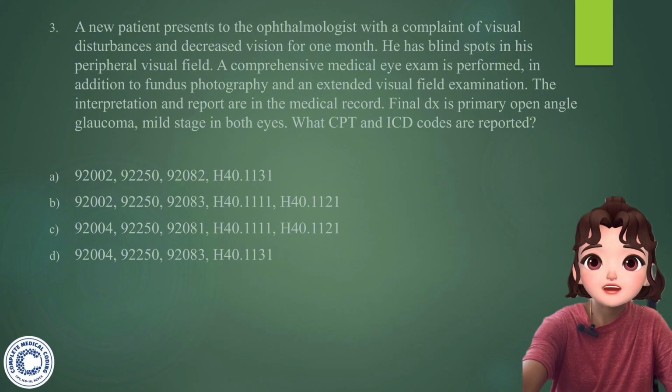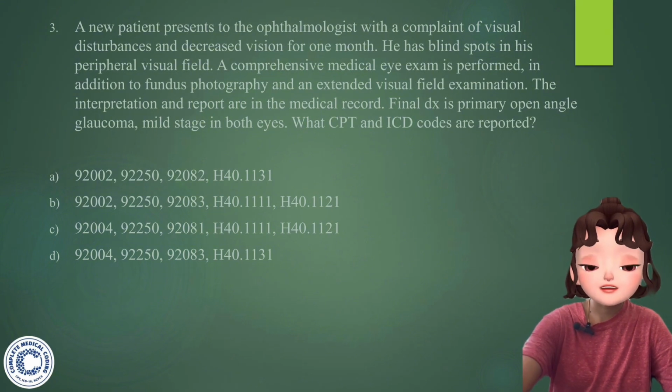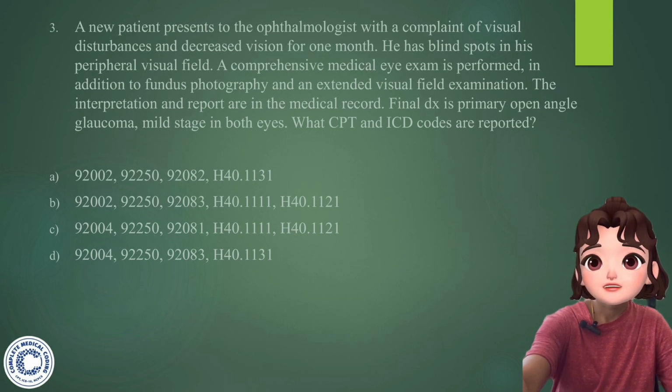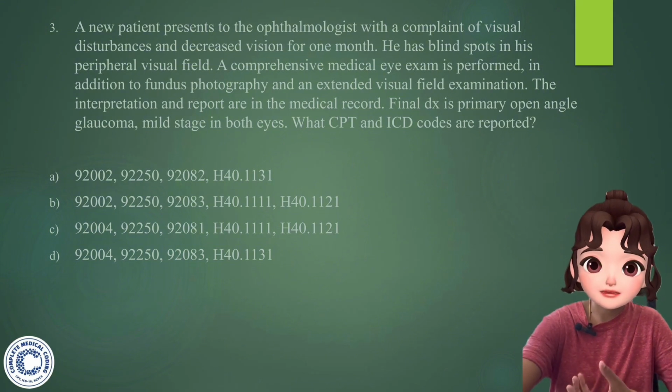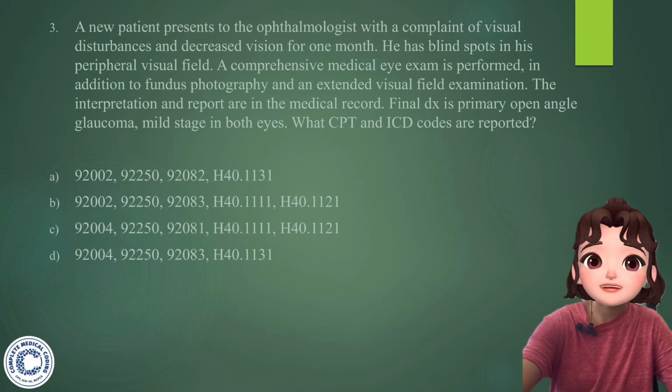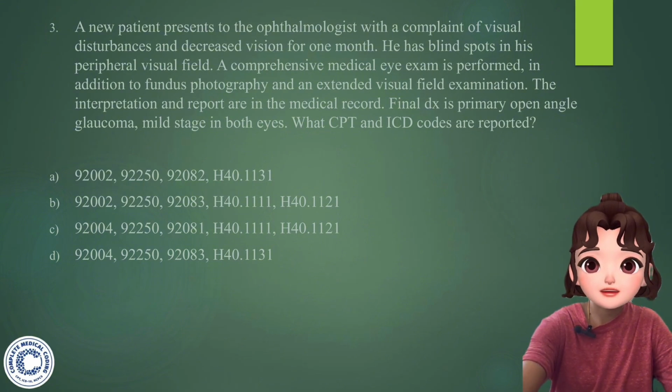H40.1131. What is H40.1131? You can open the H code section in the ICD code book. H40.1131 represents primary open angle glaucoma, bilateral, mild stage. Yes, bilateral means both eyes. This is what we need: primary open angle glaucoma, mild stage, both eyes, bilateral. Still, we will just check the other one. What is H40.1111?